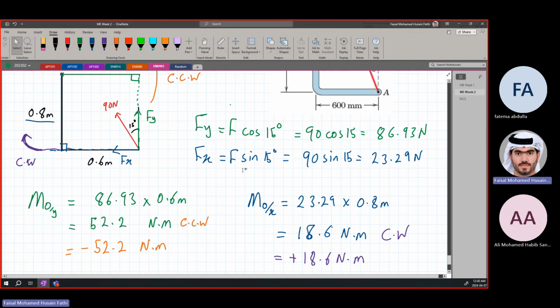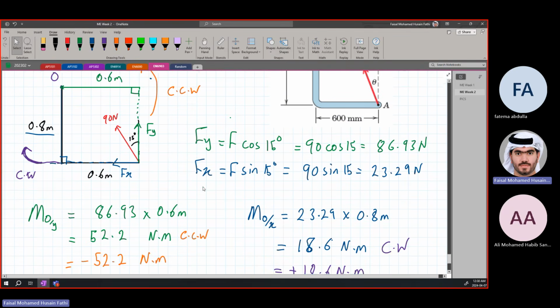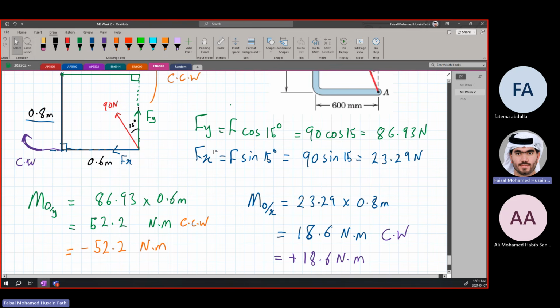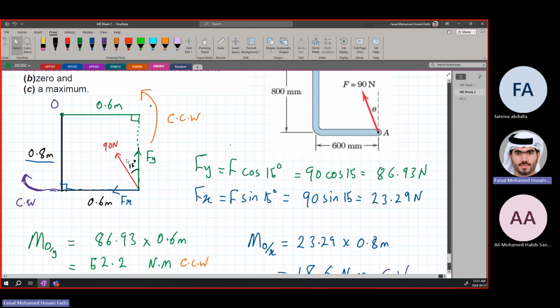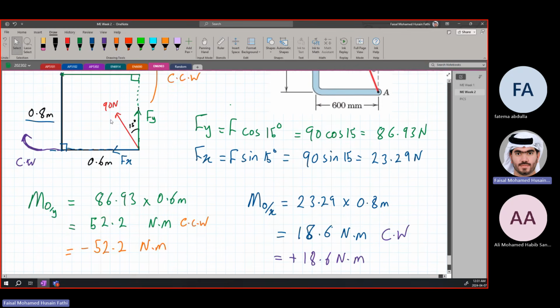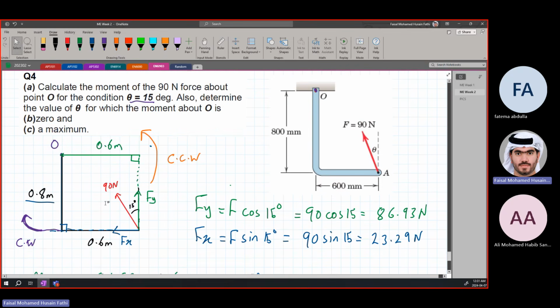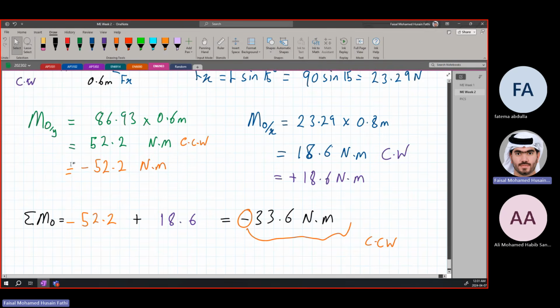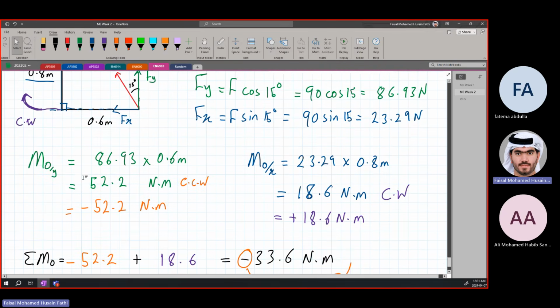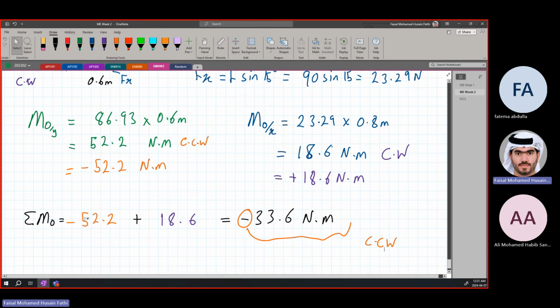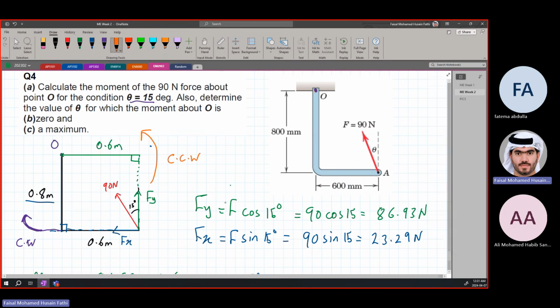We've already done this earlier, the same exact way of doing it. Find our Fy, our Fx, and find the perpendicular distance for each one. After you find the perpendicular distances, you multiply them and see whether it is clockwise or counterclockwise from your diagram. Then you add them up so that you can find the total moment that's happening around O. So this is just part A.